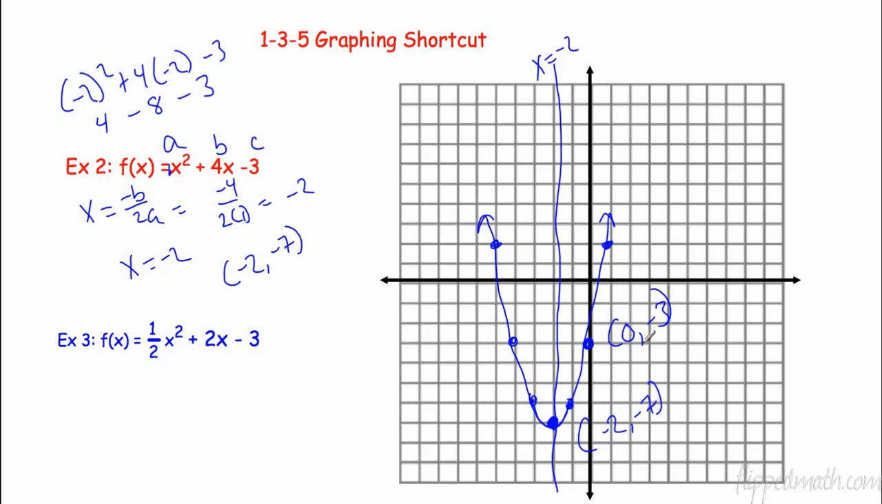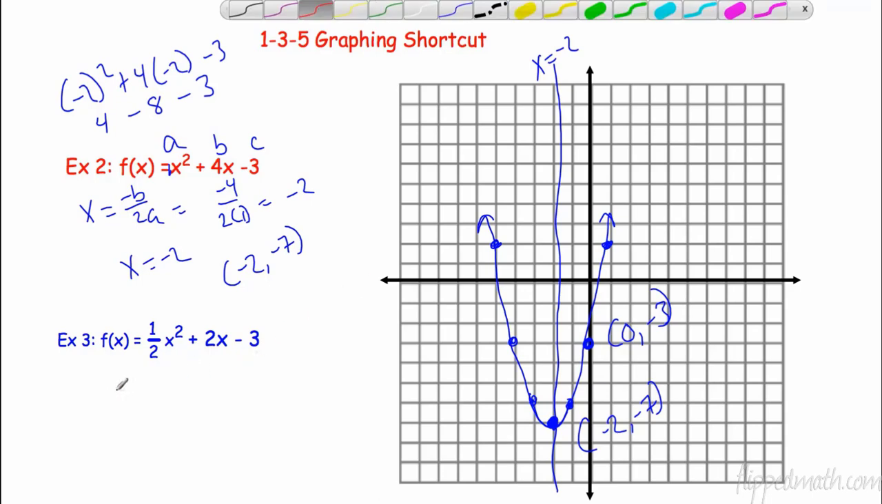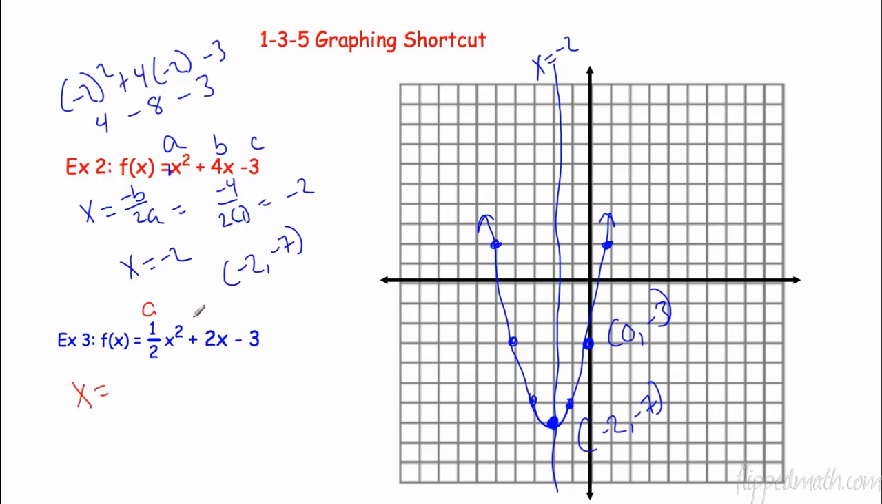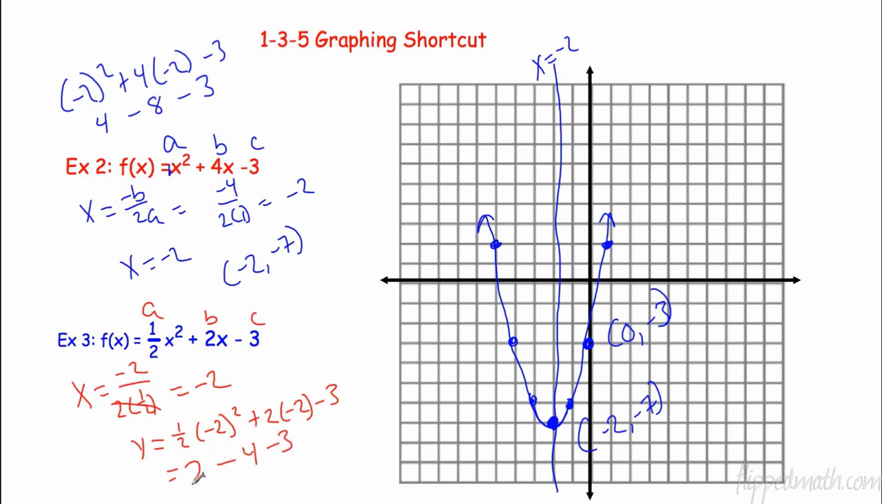All right, let's try the next one. Do this one in red. So, x equals negative b over 2a, again a, b, c. So negative 2 over 2 times 1 half. 2 times 1 half is 1. Negative 2 divided by 1 is negative 2. Plug it in. Find our y value. 1 half times negative 2 squared plus 2 times negative 2 minus 3. Negative 2 squared is 4. Half of 4 is 2. 2 times negative 2 is negative 4, minus 3. So we have 2 minus 4 is negative 2. Negative 2 minus 3 is negative 5. So our vertex is negative 2, negative 5.